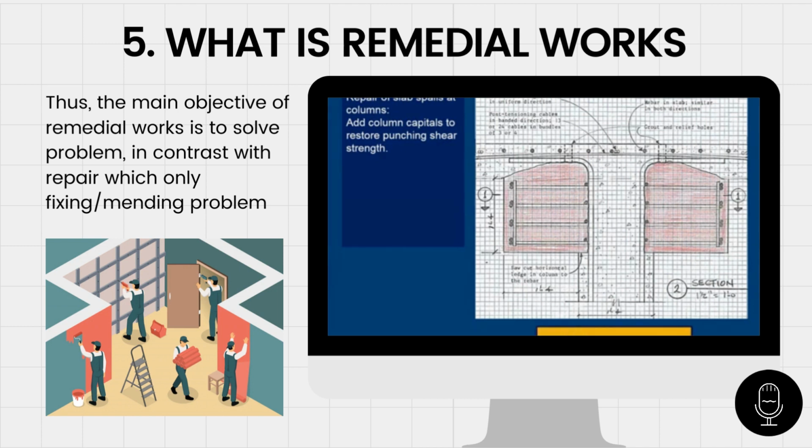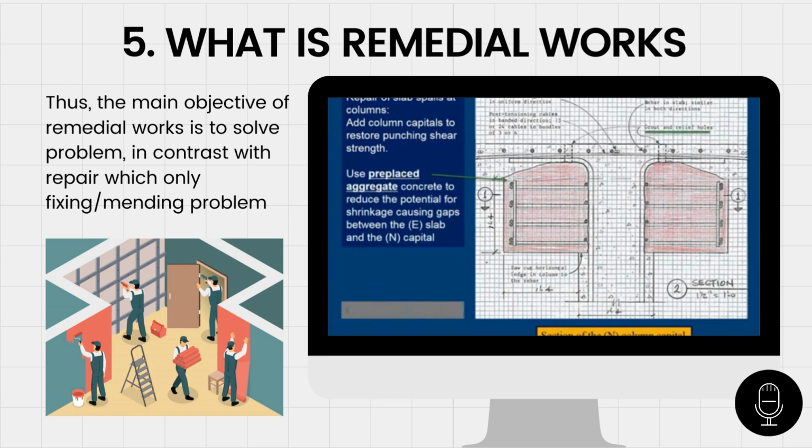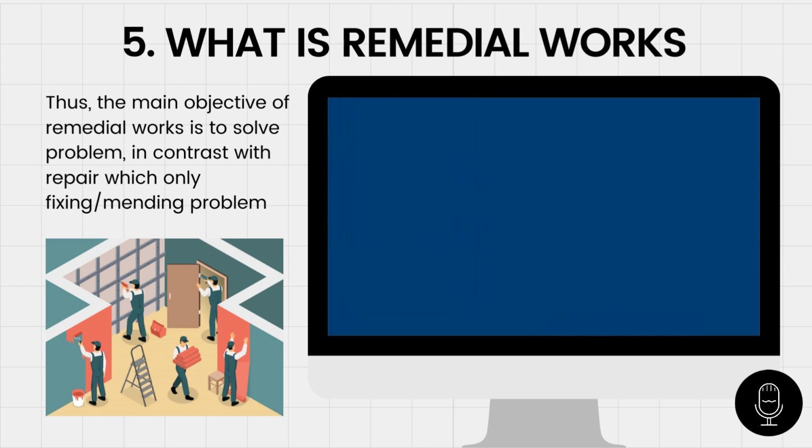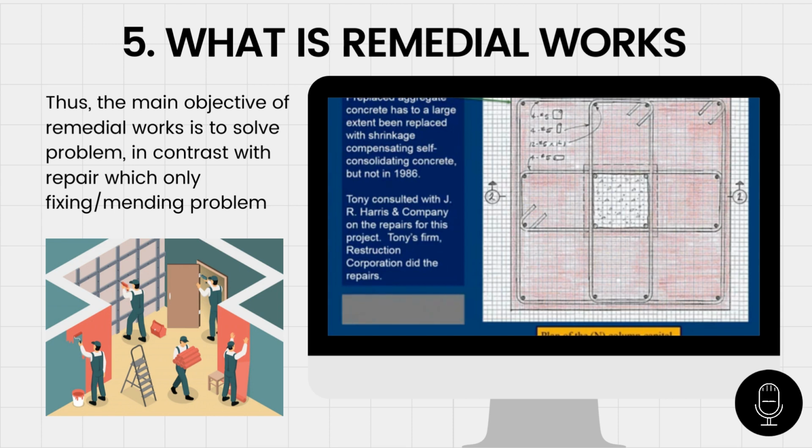This is a section of what Jim actually sketched. And this is the use of pre-placed aggregate. The idea was to use this to reduce the potential for shrinkage causing gaps between the existing concrete and the new replacement. This is a simple construction technique, and this was suggested by Tony. Section through that capital shows you how big it is compared with the column.